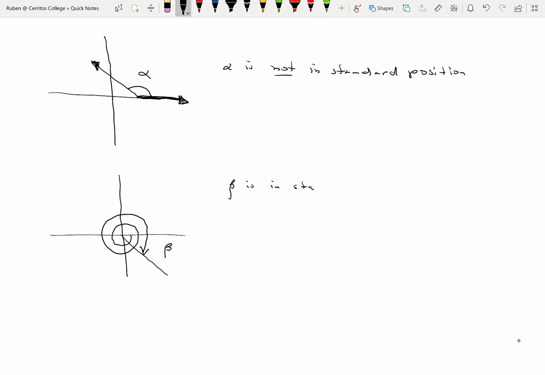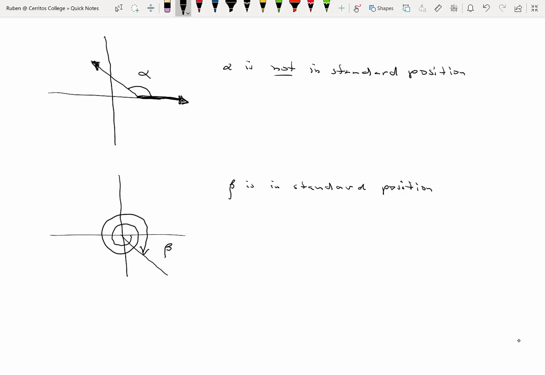Can you think about how else to describe beta? What else can you say about the angle, just based on what I've said in this video segment so far? We haven't talked too much about angles yet. So what kind of an angle is beta? Beta is not measured counterclockwise, it's measured clockwise. So beta is a negative angle.